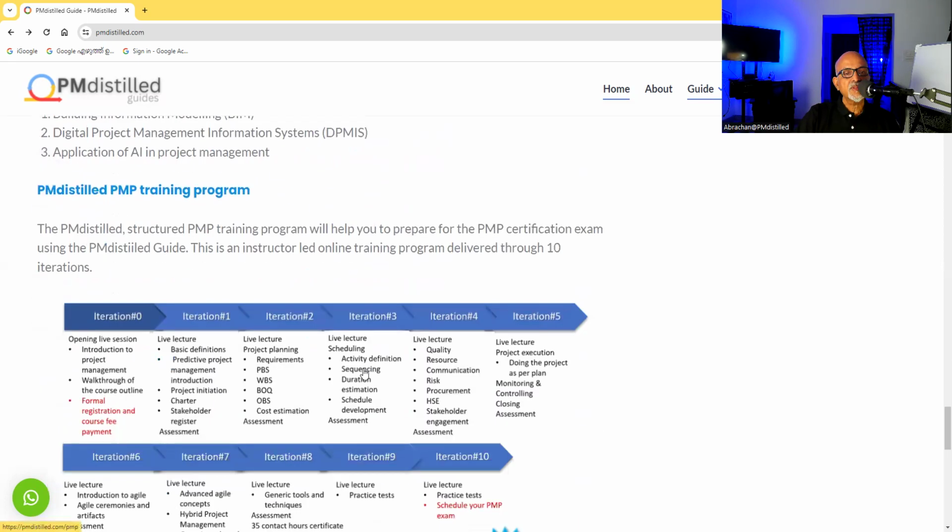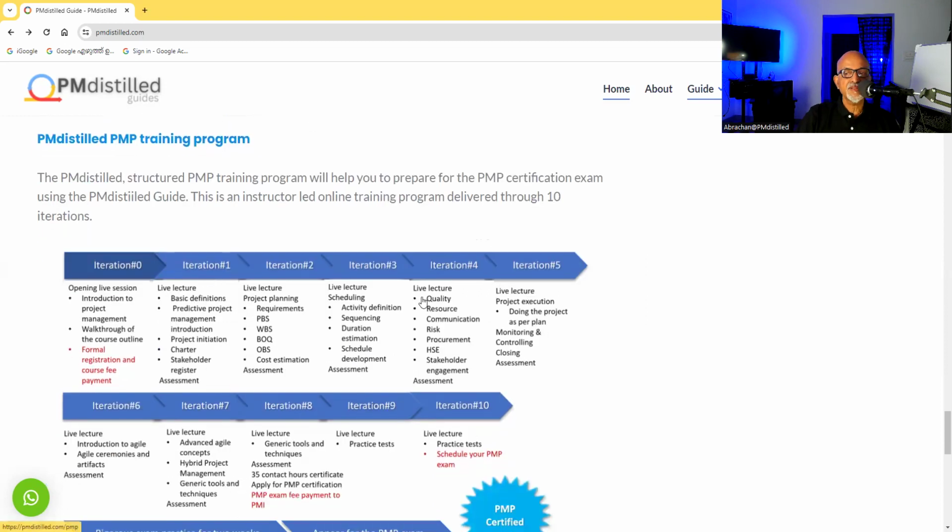We also do PMP training programs around this guide, around the PMdistilled guide. So we complete the training in 10 iterations. This is an instructor-led training program, and each iteration is a week. So every week there is an instructor-led session walking you through all these topics. And during the week you need to do the reading and the assessment tests. That's how it is organized.